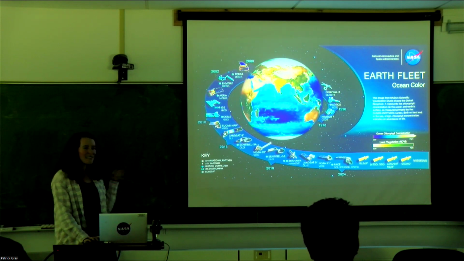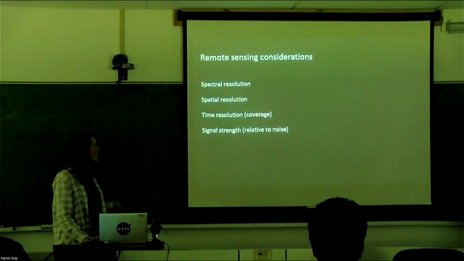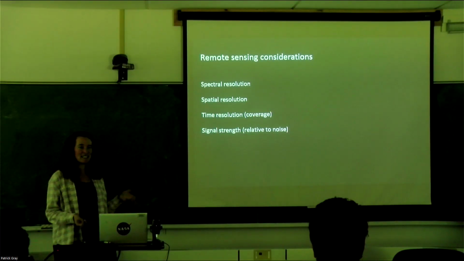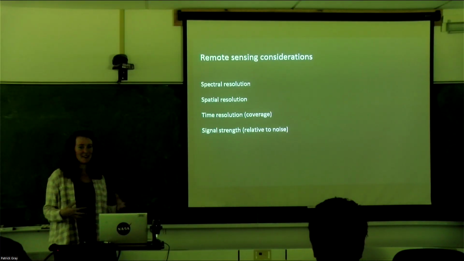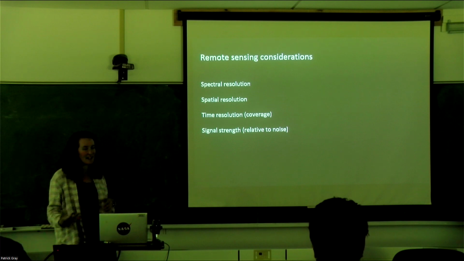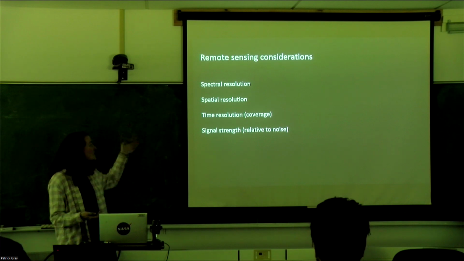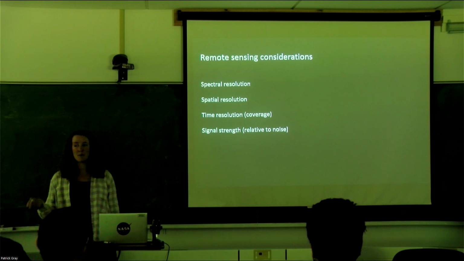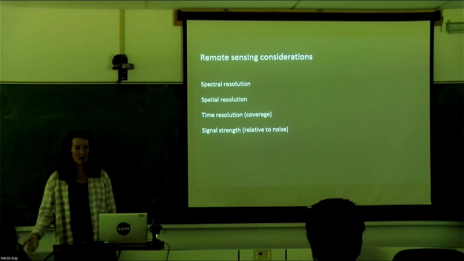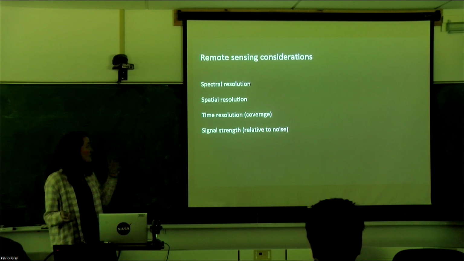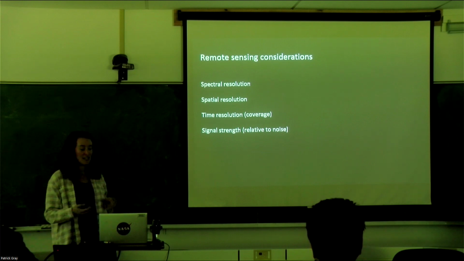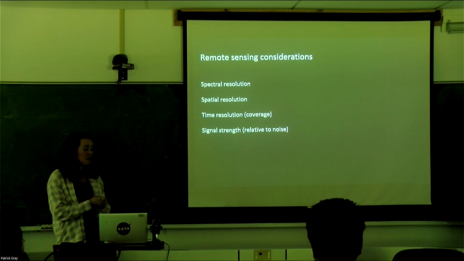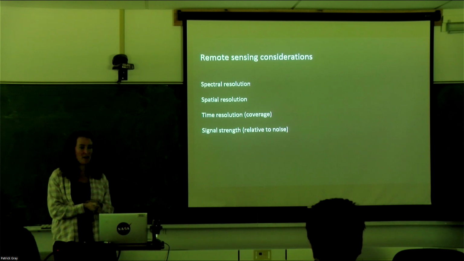Awesome. So as we have all these satellites and remote sensors up here, what are some of the considerations we might be thinking about as we're putting together a remote sensing satellite sensor? We gave you some things to start thinking about here, and some of these are directly related to why you all were saying it's important to use these methods already, right? Your spatial resolution, your temporal coverage, and your spectral resolution and signal strength.